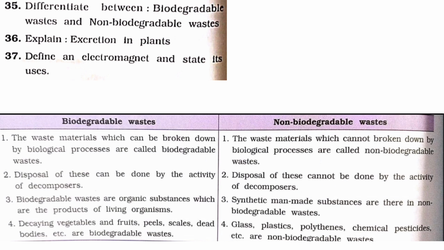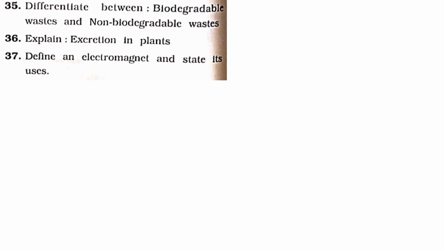Number 3. Biodegradable wastes are organic substances which are the products of living organisms. And number 3. Synthetic man-made substances are there in non-biodegradable wastes. Number 4. Decaying vegetables and fruits, peels, scales, dead bodies, etc. are biodegradable wastes. Number 4. Glass, plastics, polythenes, chemicals, pesticides, etc. are non-biodegradable wastes.